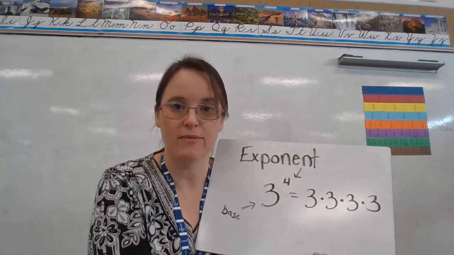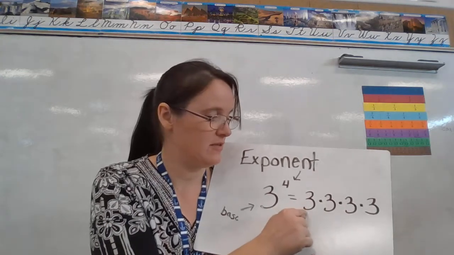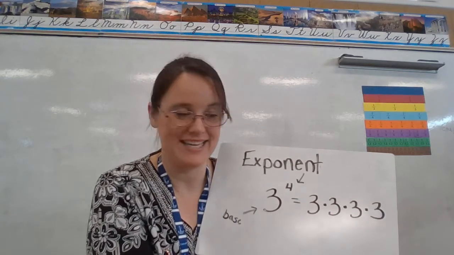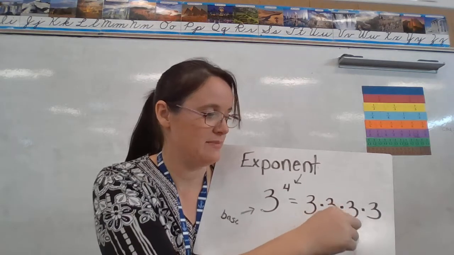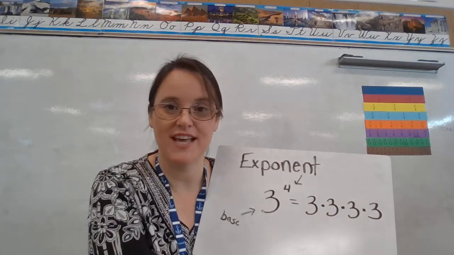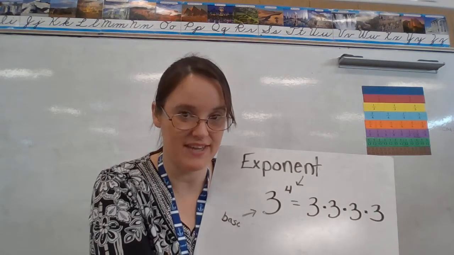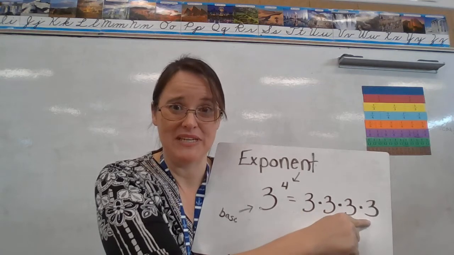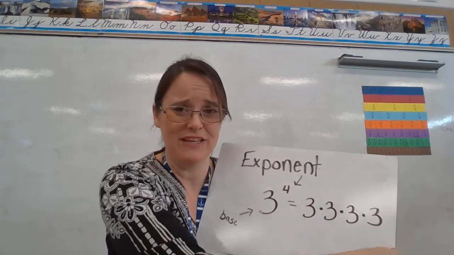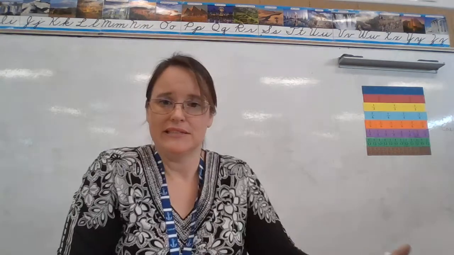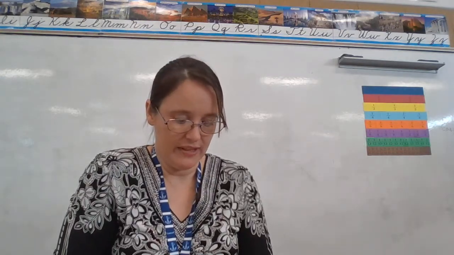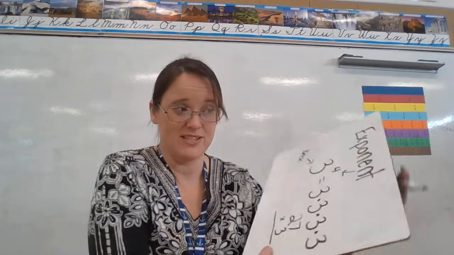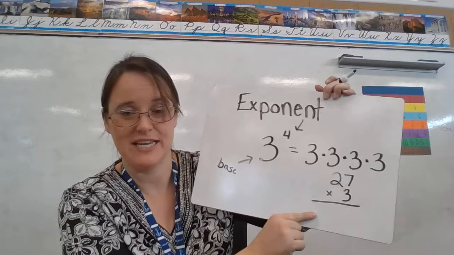3 to the 4th power is going to be 3 times 3, which gives us 9. And then 9 times 3, which gives us 27. And then we have to do 27 times 3. Ooh, I think I could figure it out in my head, but since I'm a lot older than you and have a lot more experience than you do with math, I think it's probably better for you guys to write that one out. 27 times 3.